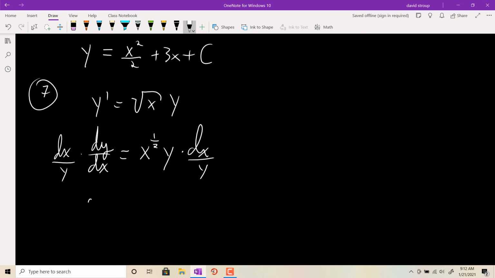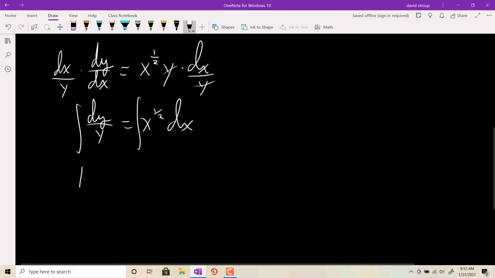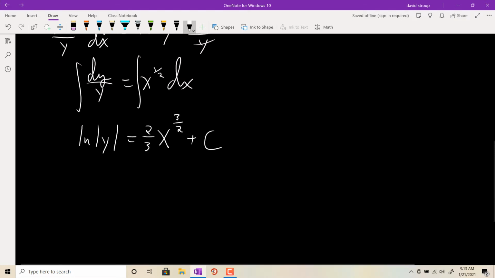And what you end up with then is dy over y, and on this side you'll get x to the 1/2 dx. And then you just integrate both sides, and you end up with, on the left, ln absolute value y, on the right, the power rule, so 1/2 plus 2/2 is 3/2, divided by 3/2 is 2/3, plus c. And what you're generally after is an explicit solution. It's not always possible to get an explicit solution, but in this case it is.